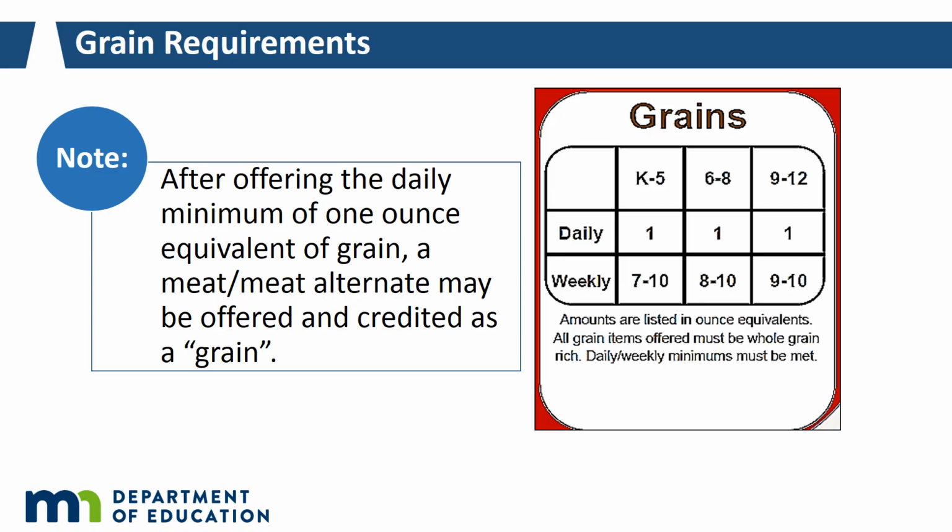For grains, students in grades K through 12 must be offered 1 ounce equivalent of grain daily at breakfast. After offering the daily minimum of 1 ounce equivalent of grain, you may offer and credit meat alternates as grains.